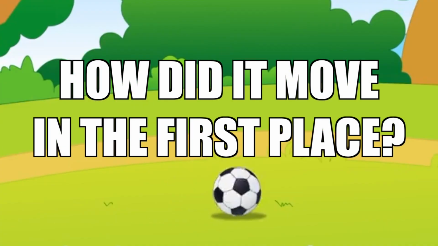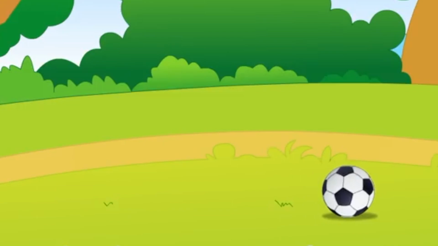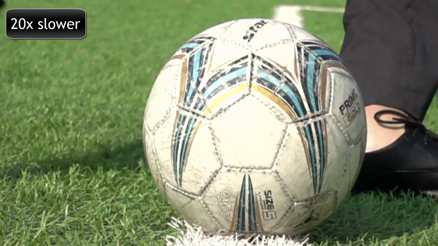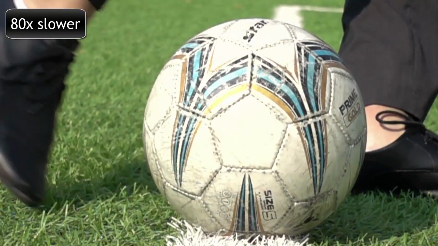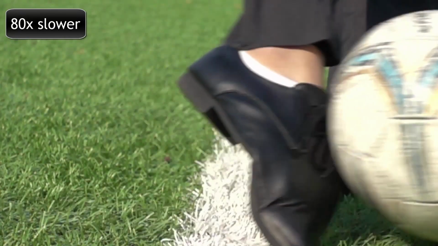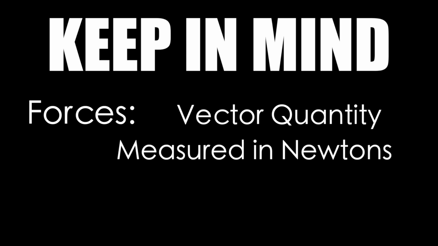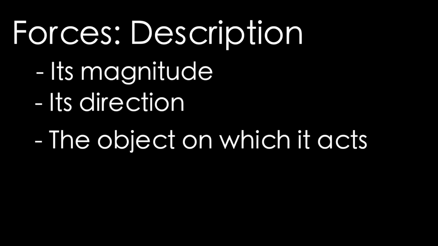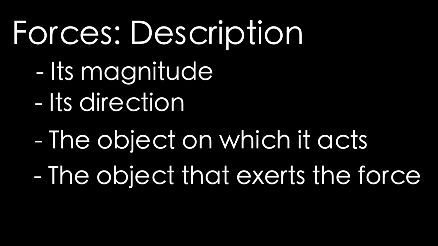How did the ball move in the first place? Well, according to Newton's first law of motion, an object will never change its motion until a force is acted onto the object. So we can assume that some kid kicked the ball prior to this movement. They changed its motion from rest. In this process, the cause of the change in motion of the ball is the force being applied from the foot to the ball. So keep in mind that forces are a vector quantity measured in newtons. They are also the cause of the change in motion, and their description includes the magnitude, the direction, the object on which it acts, the object that exerts the force, and the nature of the force.